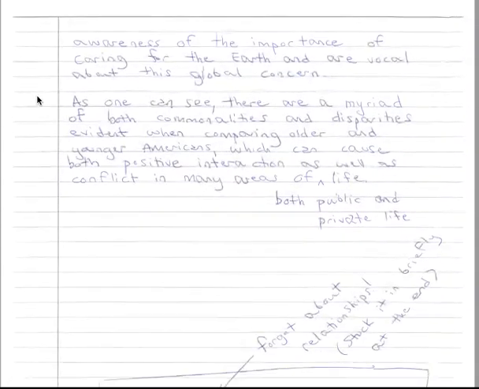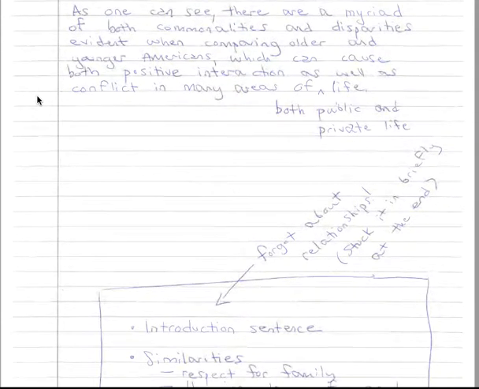Now, I finished the essay by writing: as one can see, there are a myriad of both commonalities and disparities evident, pardon me, when comparing older and younger Americans, which can cause both positive interaction as well as conflict in many areas of both public and private life. Now, again, in terms of vocabulary, overall, I've ended the essay with a clear conclusion.